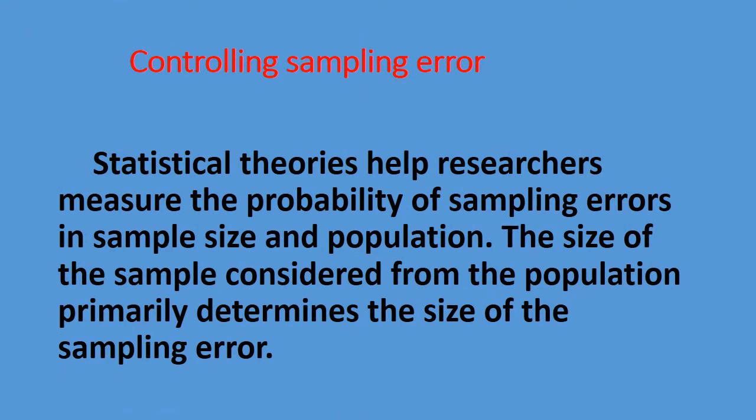How can we control the sampling error? Controlling sampling error is helped by statistical theories. Here the researcher has to apply some statistical theories to measure the probability of sampling errors, and the sample size and population, and even the size of the sample taken from the population, primarily determine the size of the sampling error. When we are selecting the number of samples, that should be determined from the prevalence rate of the particular area. By this we can have the proper sample size in order to prevent the sampling error.